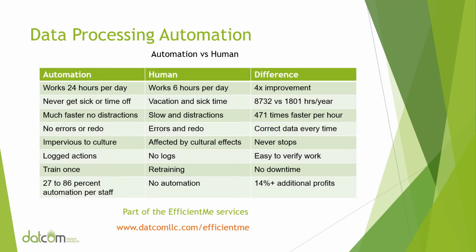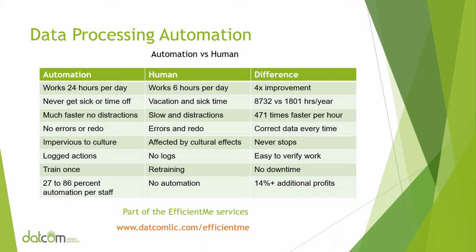Let's review the difference between data processing automation and human processing. As you can see here in the chart, we have divided it up into 3 sections. Automation is the first column, the human is the second column, and the difference between the 2. Let's go with the first line, and we notice that it works 24 hours per day, whereas the human typically only works about 6 hours per day, and the difference would be 4 times more improvement automation over the human.